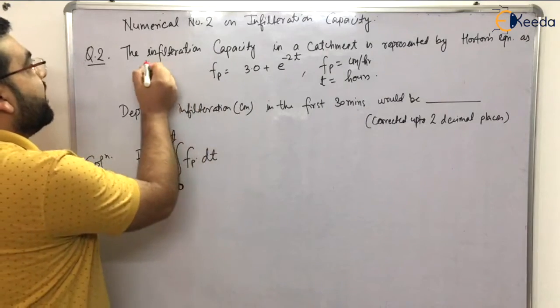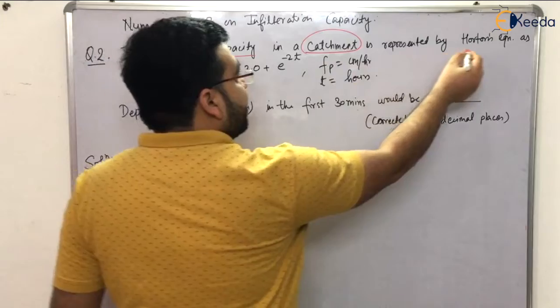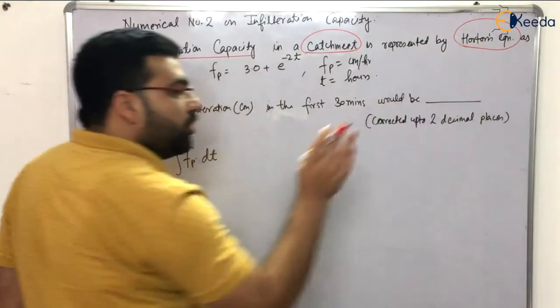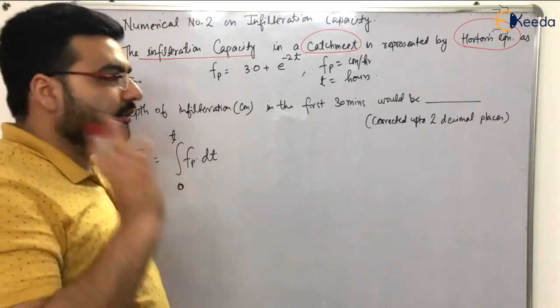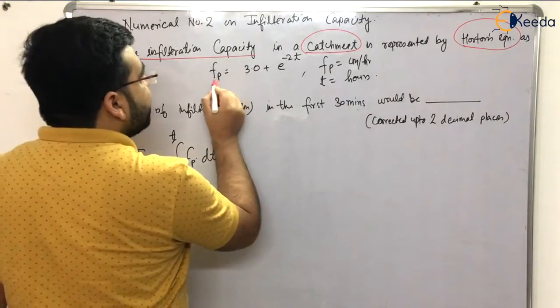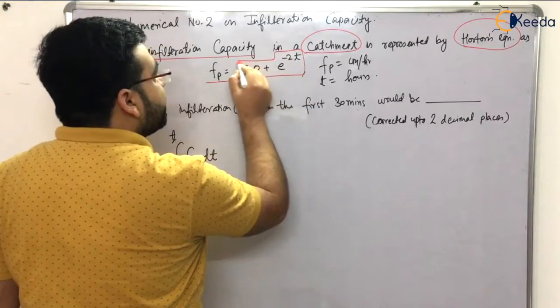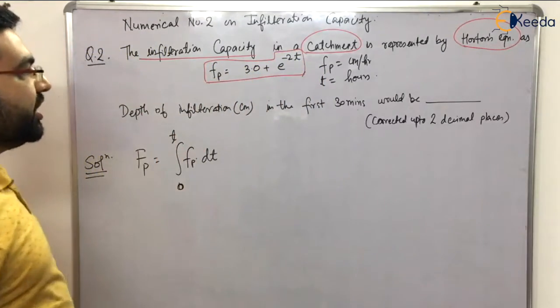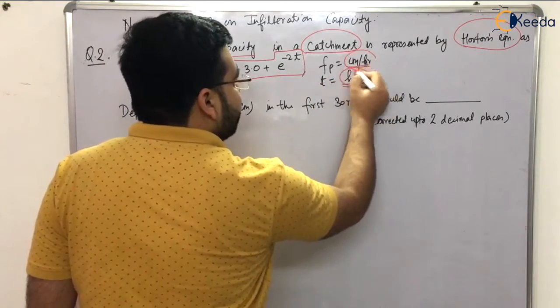It says that the infiltration capacity in a catchment is represented by Horton's equation. It is not a Phillips equation, it is a Horton's equation. Fp is equal to 3.0 plus e raised to power minus 2t. This is the Horton's equation given, where Fp is in centimeters per hour and t is in hours.